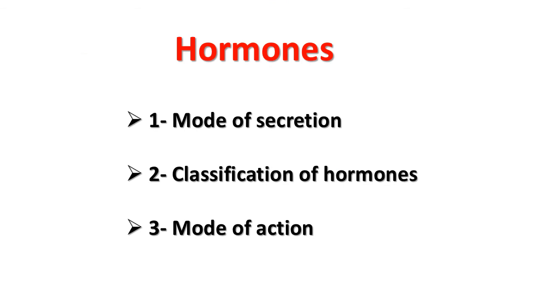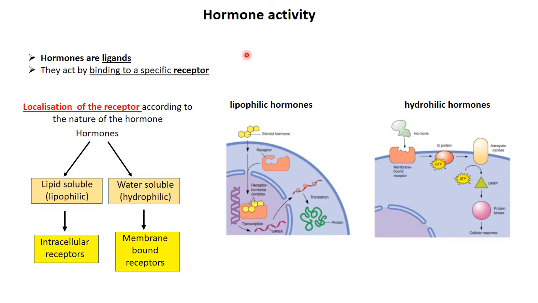Now that we have talked about the mode of secretion and the classification of the hormones, we will move to talk about the mode of action of those hormones. Now, regarding the hormone activity, we have said that the hormones can bind either receptors on the surface of the cell or receptors inside of the cell, intracellular receptors. So, since they can bind to another protein, which is a receptor, they are considered as ligands. So, the hormones are ligands that can bind to specific receptors for them.